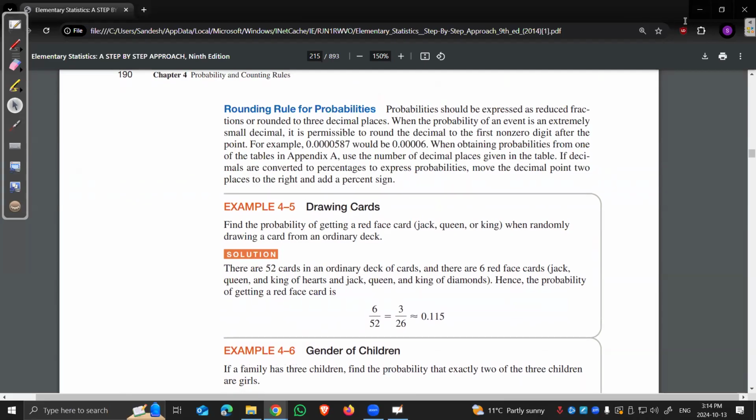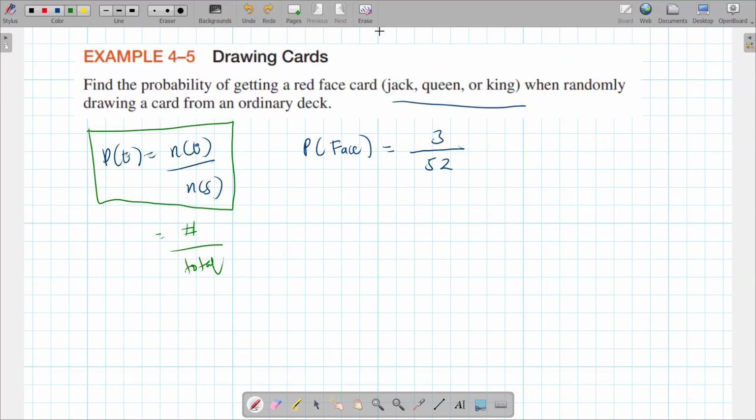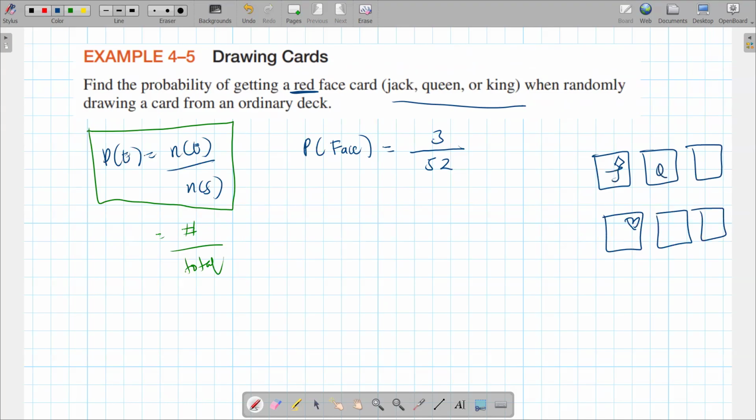0.05 sounds right. Actually, I messed this one up because they said a red card. There's actually six. You can either have diamonds or hearts, and then there's a jack, queen, king of both of these. And all of these are red. So there's actually six red face cards, not three. So this should have been 6 over 52.